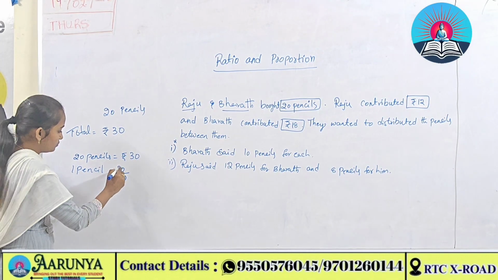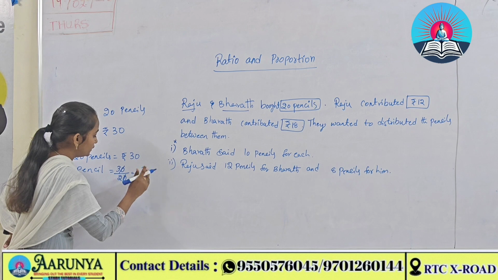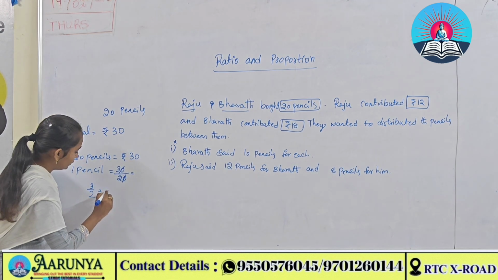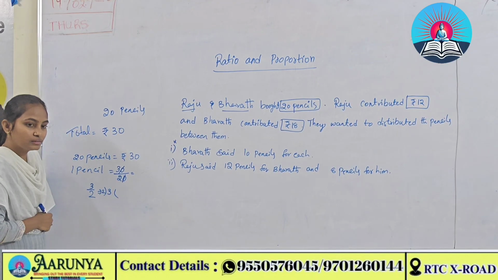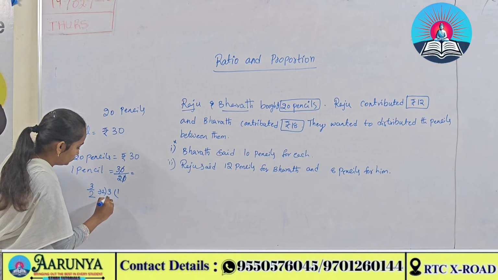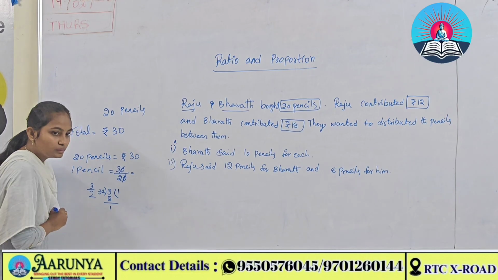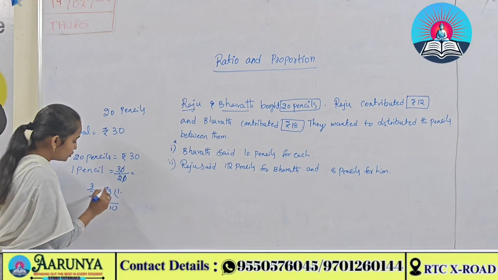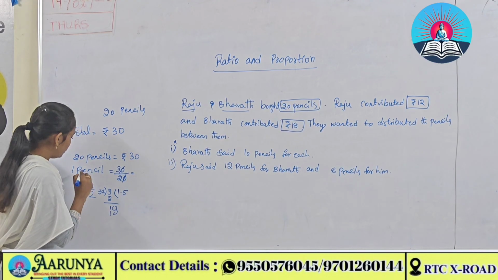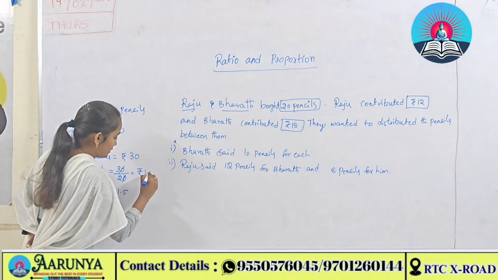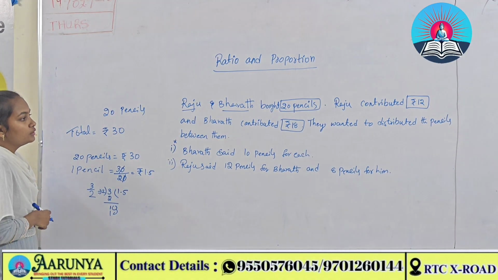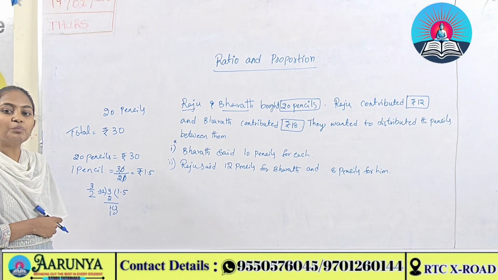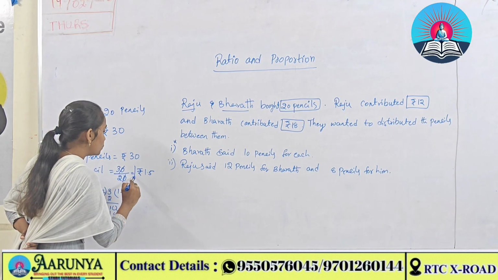So it means 3 by 2, 3 divided by 2. 2 ones are 2, so 1. If you put a point here, we get 0. 2 fives are 10. So 1 pencil is 1.5 rupees. Yes, 1 rupee 50 paise, not 5 paise. So 1 pencil is 1 rupee 50 paise.